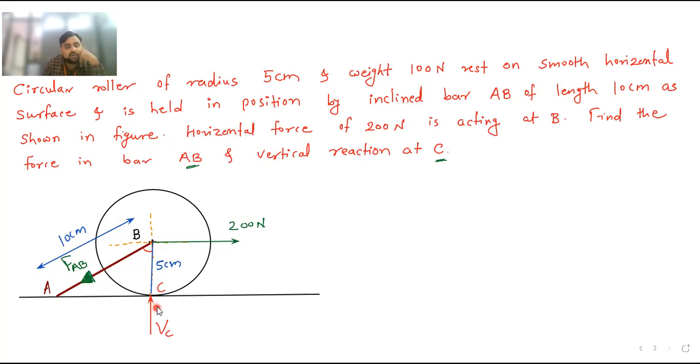Reaction always makes an angle of 90 degree with the surface through which it is acting. Note down this point. Reaction always makes an angle of 90 degree to the surface through which it is acting. So now here you can see this horizontal is the surface.